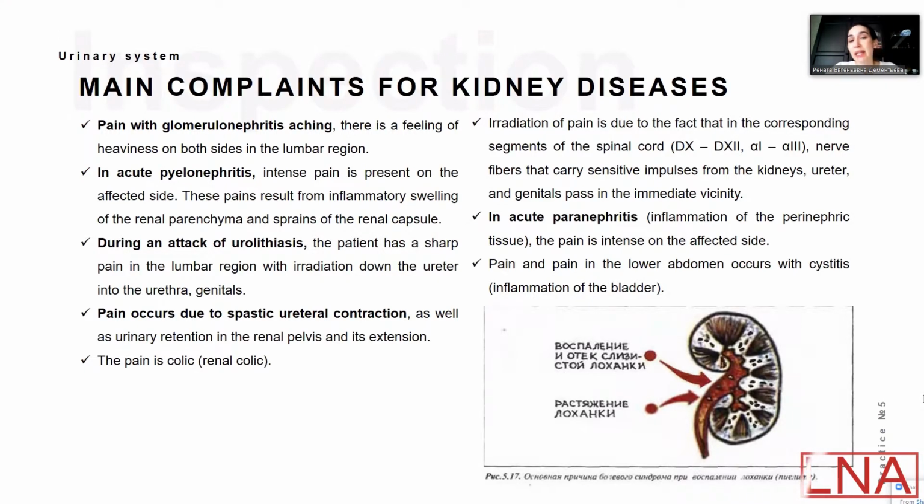Pain in the lower abdomen occurs with cystitis, or inflammation of the bladder. So if inflammation of the kidney is located in the lumbar region, inflammation of the bladder is more in the pelvis, inside the abdomen.